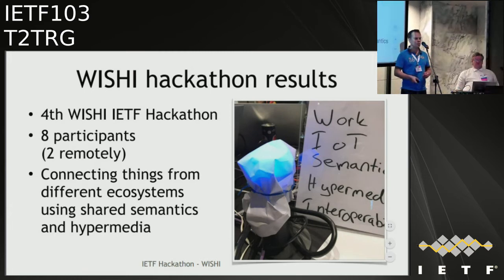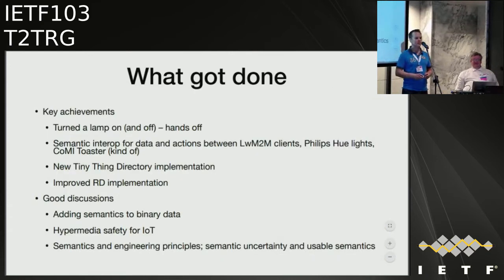So what did we do? Well, our key achievements: we did manage to turn that lamp on quite a few times and also off using programmatic methods, and being able to control the lamp from devices coming from very different ecosystems. So for example, what we had is semantic interoperability for data and actions between Lightweight M2M clients, the Philips Hue light that you saw in the picture, and then for example, a CoAP toaster.